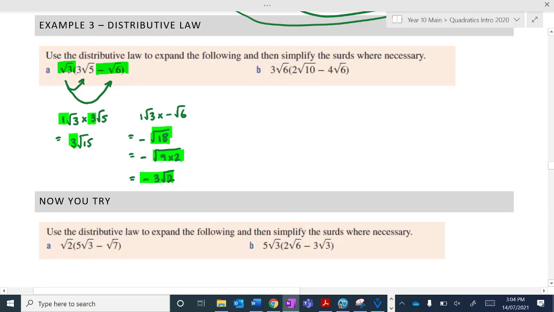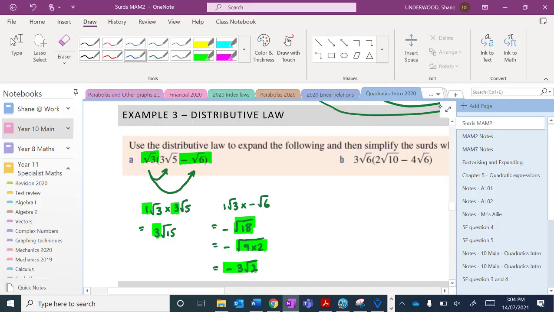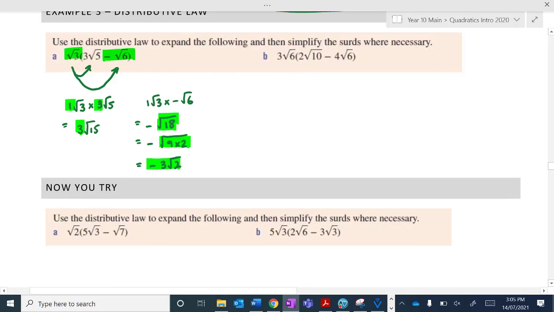So therefore, when we bring those two together, our answer to that is 3 root 15 take away 3 root 2. That's our answer. And of course, we can't simplify that because root 15 and root 2 are two separate things. They're not like terms.